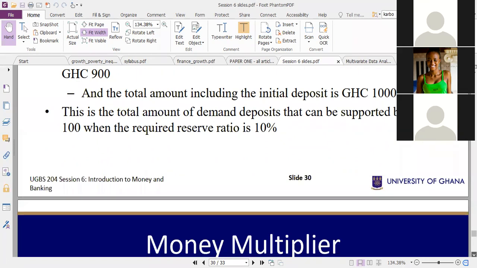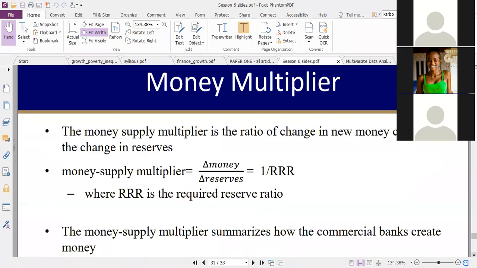So we are going to understand this by using the money multiplier. We are supposed to make 1,000 out of the 100, and the money multiplier will tell us. What is the money multiplier? The money multiplier is the ratio of the change in the new money created to the change in the reserve. So this is the formula, change in money over change in reserve, which is the same as 1 over the required reserve ratio. The RRR is the required reserve ratio.